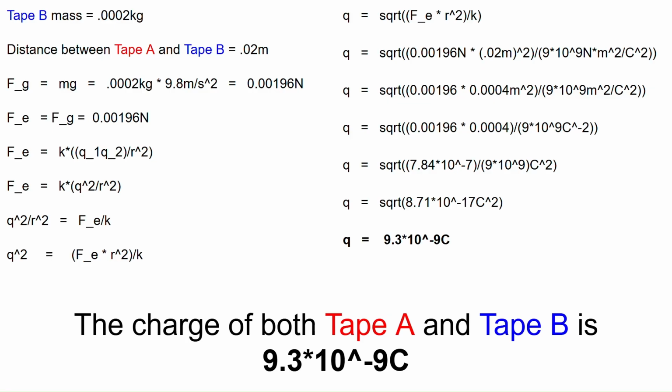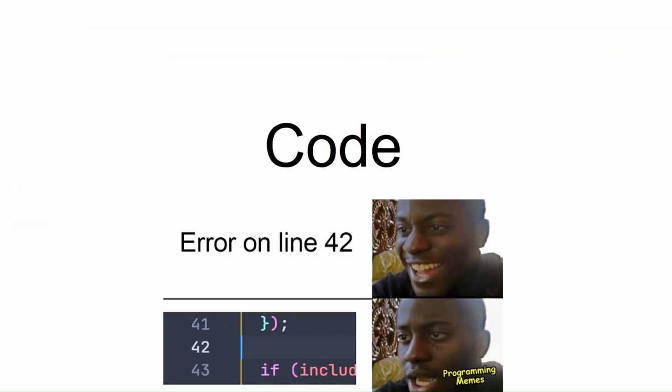Then we took Coulomb's law and did some algebra to rewrite it in terms of Q. Since we are assuming both tape A and tape B have the same charge, we can put Q1 and Q2 simply as Q squared, and then isolated Q and plugged in our knowns to find that the charge of both tape A and tape B is 9.3 times 10 to the negative 9 coulombs.